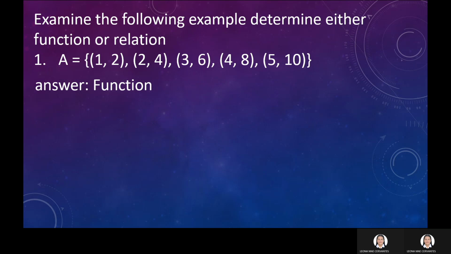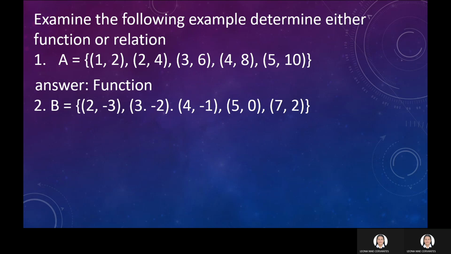Next, we have (2, -3), (3, -2), (4, -1), (5, 0), (7, 2). The x-coordinates are 2, 3, 4, 5, and 7. Since they are all unique or not repeated, then this is an example of a function.